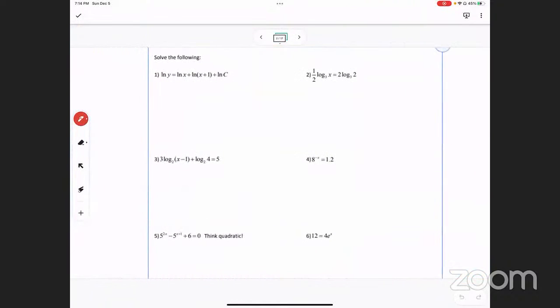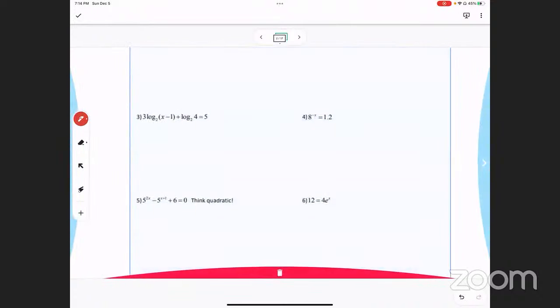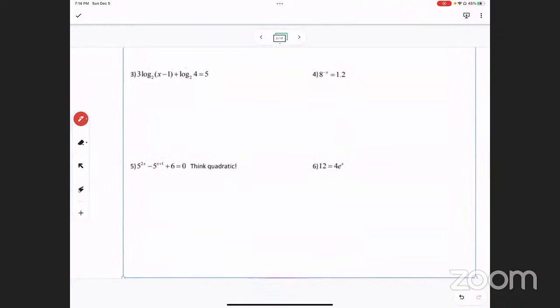Good. Stop me if you need more help. Looks like we already did those top two. So number 3, what's your thought? What should we do first?